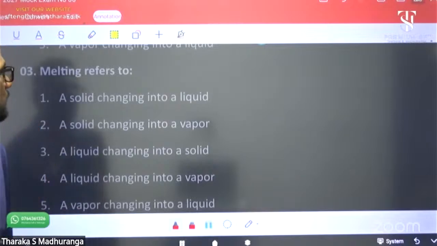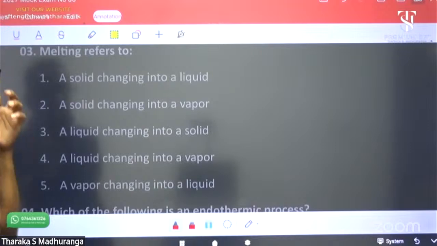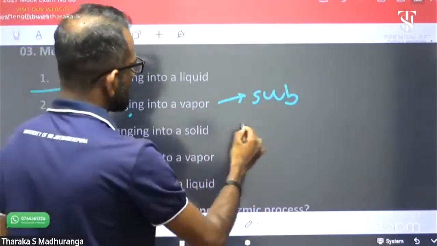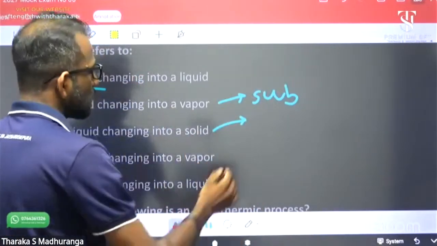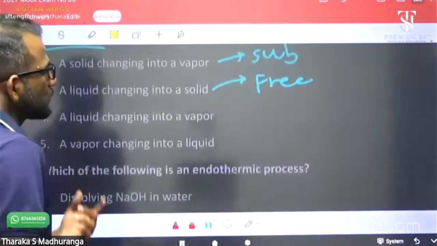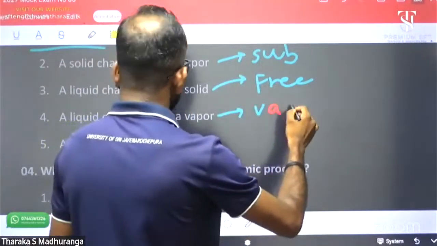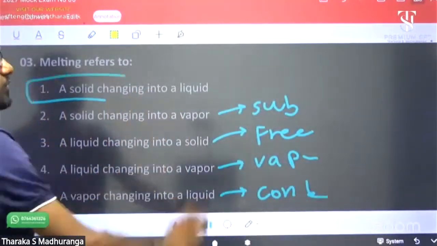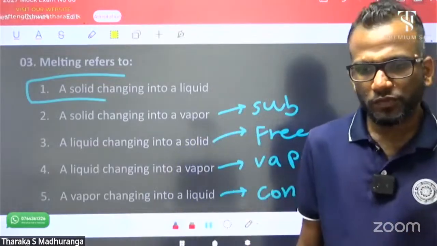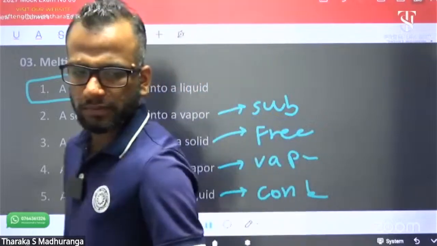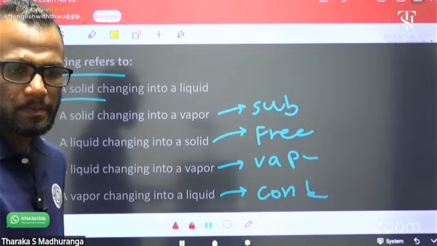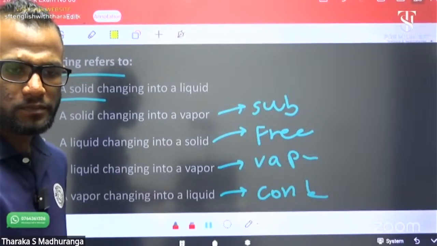The melting question refers to very simple things. What's the meaning of melting? Solid changes into liquid. Solid changing into vapor is sublimation. Liquid changing into solid is freezing. Liquid changing into vapor is vaporization. Vapor changing into liquid is condensation. So solid changing into liquid, good. Answer number 1.